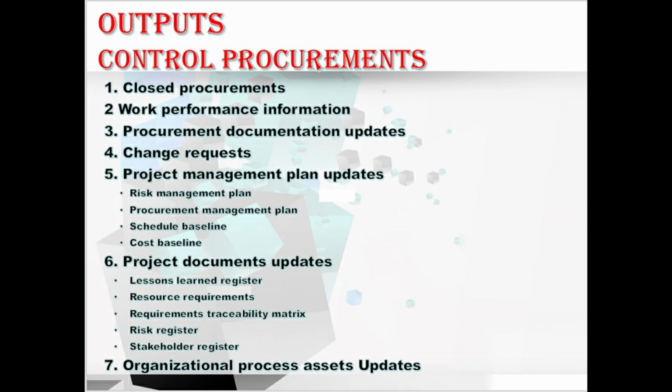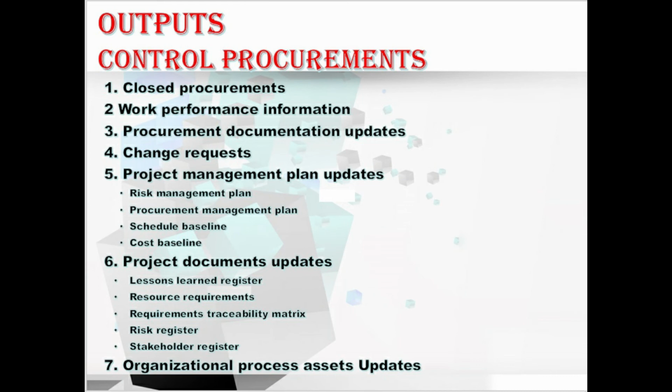Moving to the next output, we have the project document updates, which contains the lessons learned register, resource requirements, requirements traceability matrix, risk register, and the stakeholder register. Let me explain one by one here. First, the lessons learned register. The lessons learned register can be updated with some different techniques that were effective in maintaining the scope, schedule, and the cost of the procured items. This is about the lessons learned register.